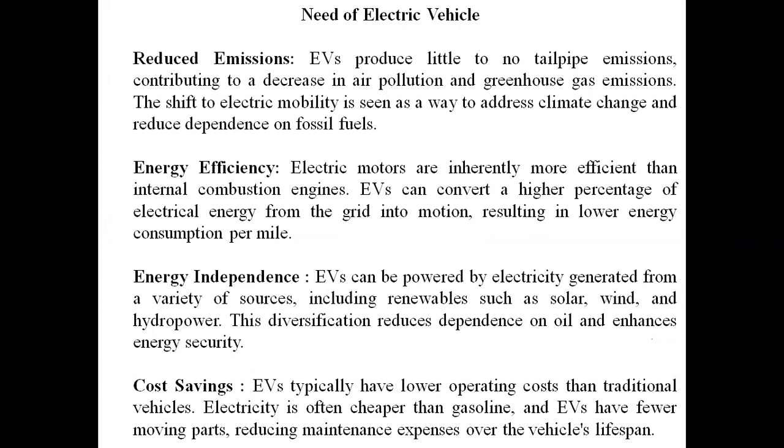Next is the need of electrical vehicle. The first one is reduced emission. As we know, conventional vehicles or internal combustion vehicles produce harmful gases, that is greenhouse gases, and it causes global warming and also pollutes the environment. But the use of EV will reduce the air pollution as well as the emission of greenhouse gases. Another name for the electrical vehicle is zero emission vehicle, so it reduces the environment pollution.